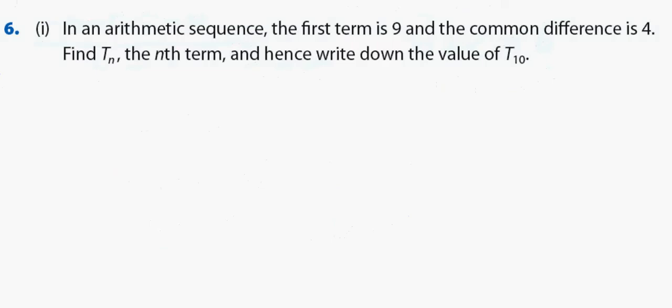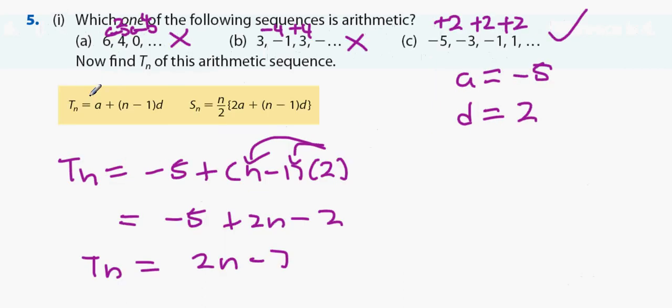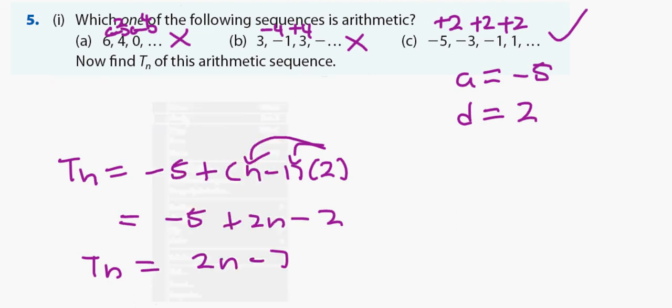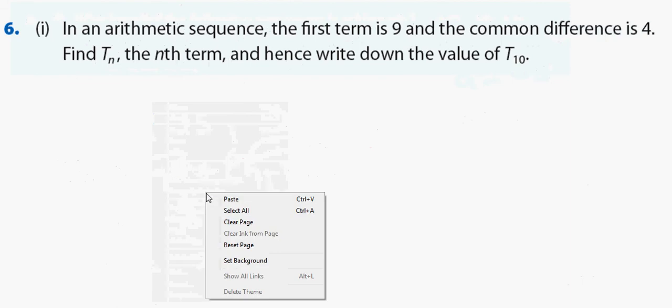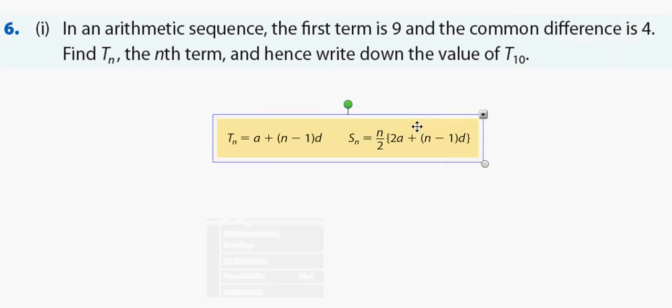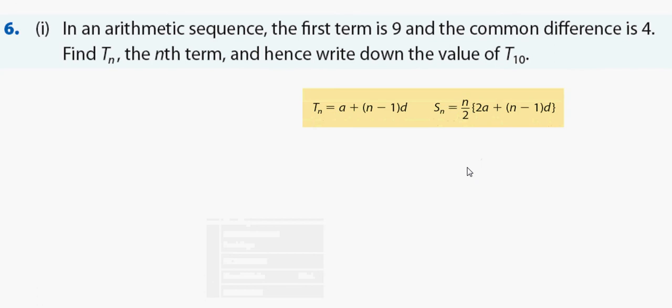Next part. In our arithmetic series, the first term is 9 and the common difference is 4. Find the nth term of the sequence and write down the value of T10. We'll select our formulas; we always need our formulas to do our equations. It's an arithmetic series, and you can look this up in your tables. The first term a equals 9, d equals 4, and Tn is this one here.